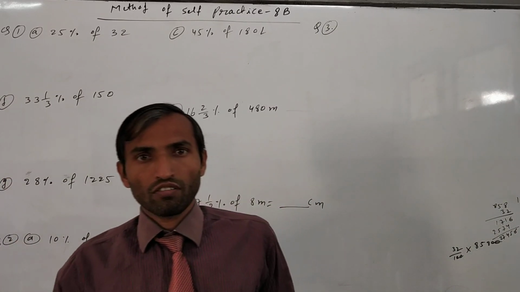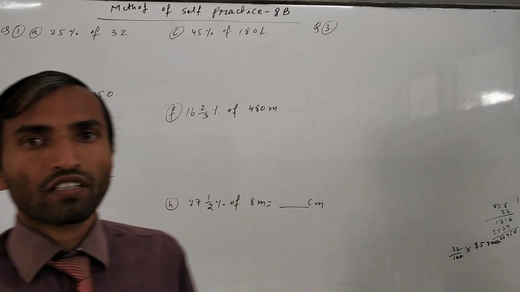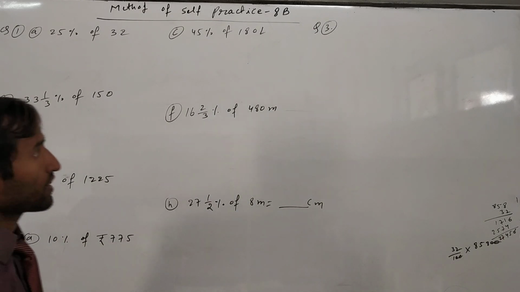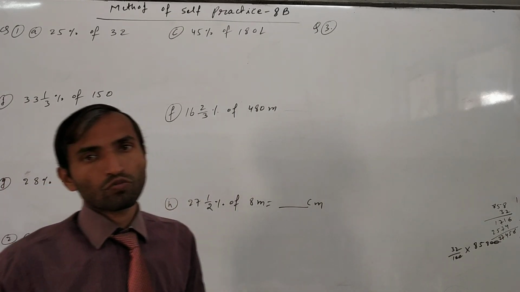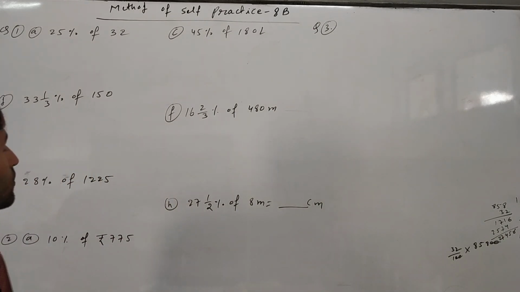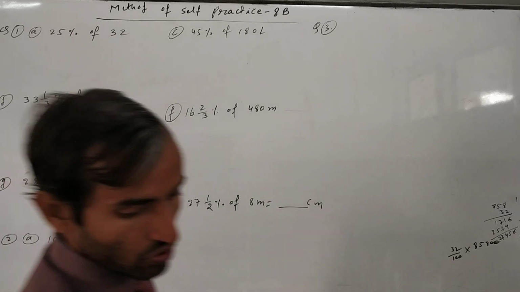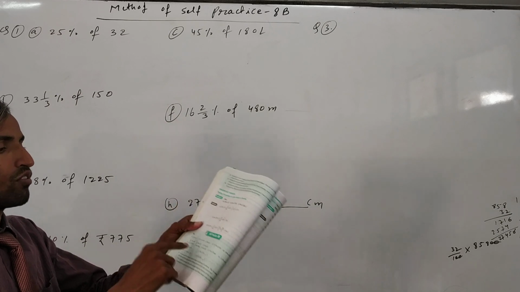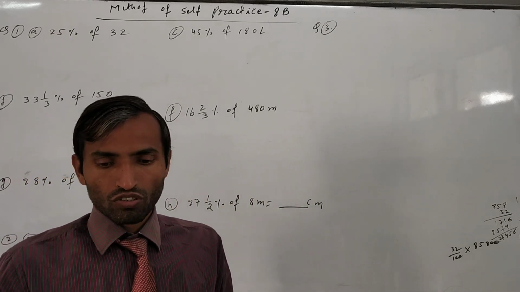Last class I explained exercise self practice 8a. Now we have to solve self practice 8b. This is also based on percentage only. So just see here in the question, first it is given "find", which means we have to find the value of the expression.